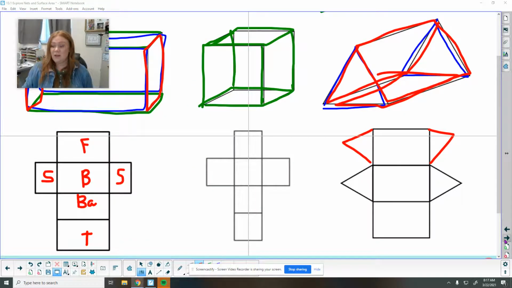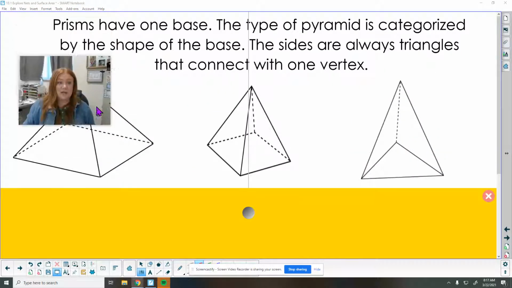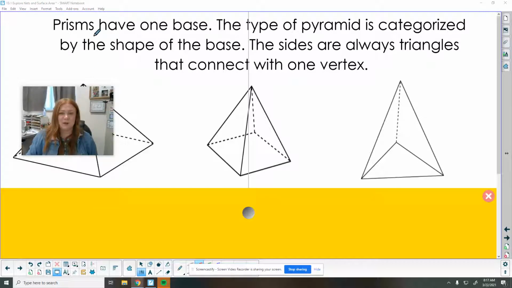So let's go and take a look at pyramids now. So pyramids, oh, sorry, this should say pyramids. Pyramids have one base, only one base. So it sits on one thing. The type of pyramid is categorized by the shape of the base, so the square, rectangle, triangle, whatever it is. And then the sides are always triangles that connect together to one vertex or one point.